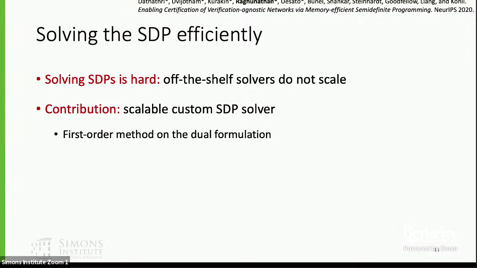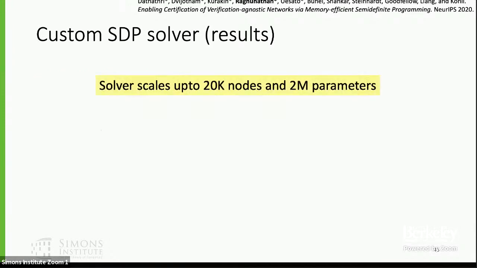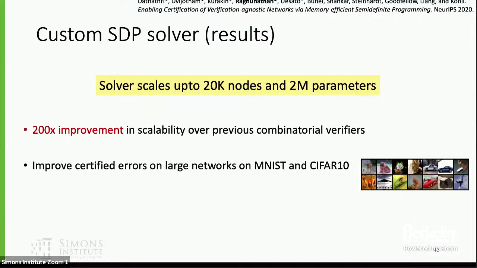So we did a very first pass at this. We literally took the simplest first-order reformulation you could think of, and just implemented that using the idea that we only needed forward and backward passes, which are basically operations we have for training networks. This also allows us to integrate into modern frameworks, and so in principle you can run this on any network that you can train. So that's pretty scalable. And this very simple idea allowed us to scale up to 20,000 nodes and 2 million parameters, which was a huge factor of improvement over what combinatorial solvers could solve. And so this allowed us to scale up even to more complex data sets like CIFAR10 and get guarantees on robustness.